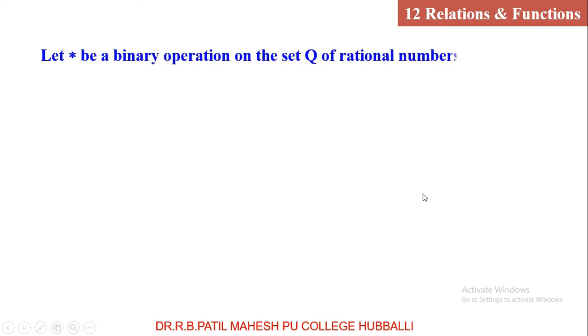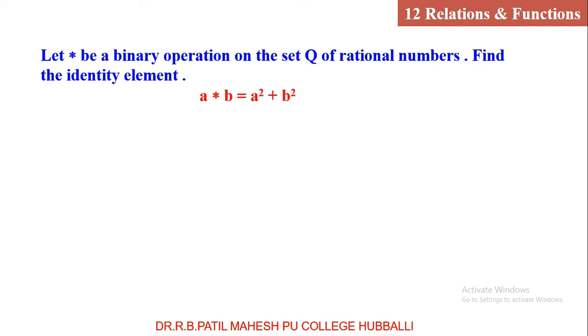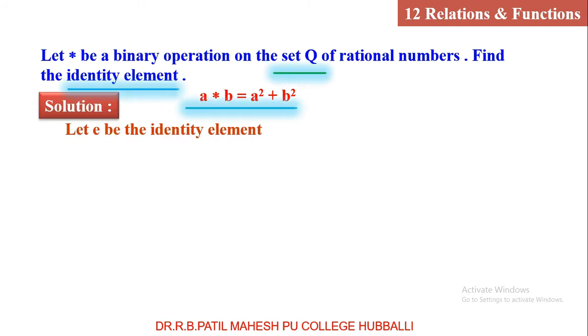Next question. Let star be a binary operation on the set Q of rational numbers. Find the identity element. The operation is a star b equal to a square plus b square. The solution. Let e be the identity element. As you know the definition of identity element, a star e equal to e star a equal to a for every a belongs to Q.